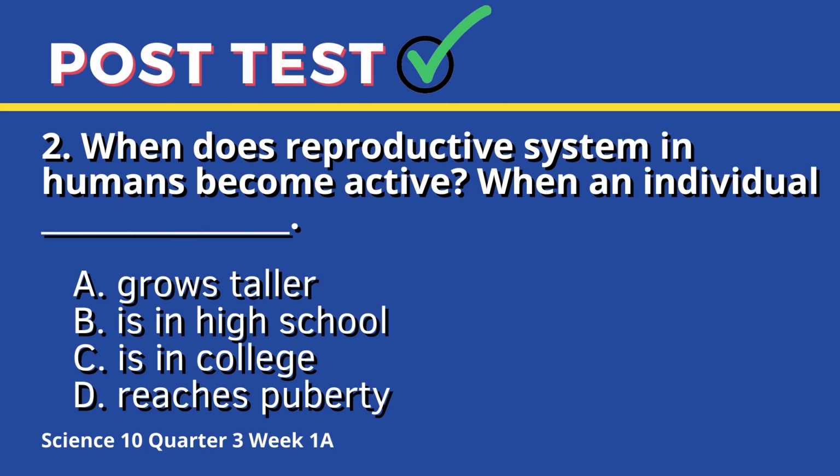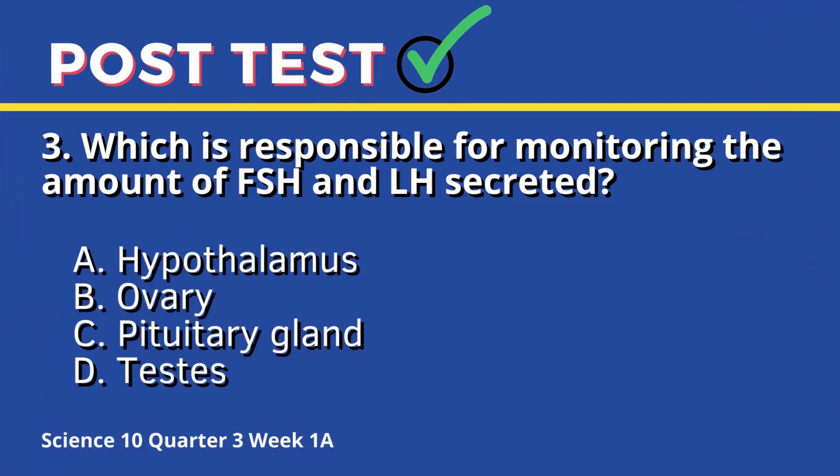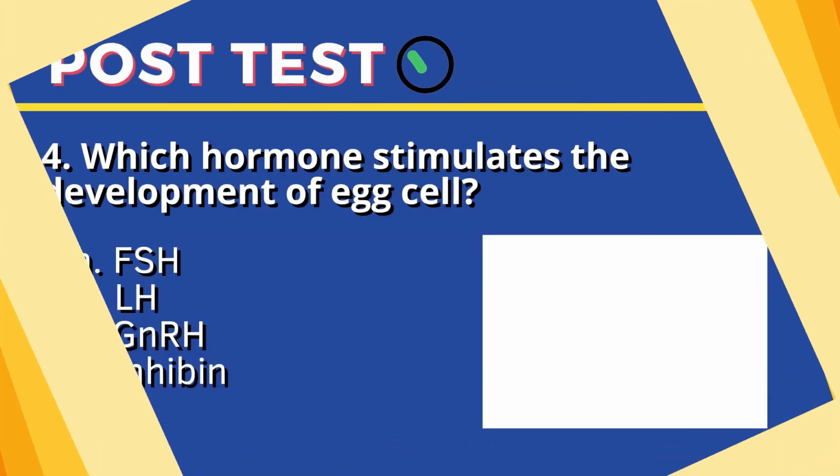2. When does the reproductive system in humans become active? When an individual blank. A. Grows taller. B. Is in high school. C. Is in college. D. Reaches puberty. 3. Which is responsible for monitoring the amount of FSH and LH secreted? A. Hypothalamus. B. Ovary. C. Pituitary gland. D. Testes.